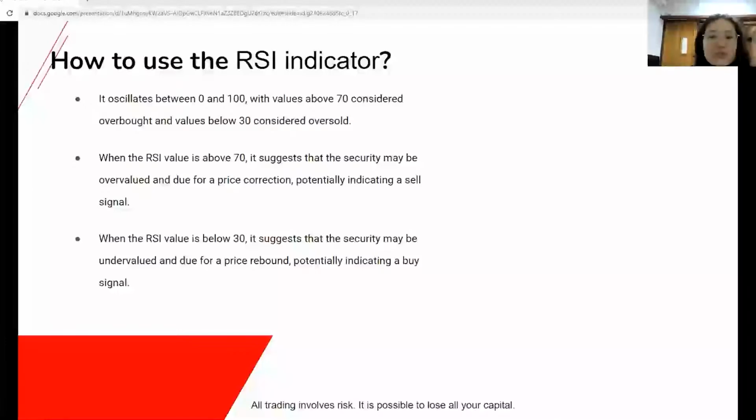So traders often use RSI in combination with other technical analysis, as well as fundamental analysis. And I'll show you how we do that later on when we move on to TradingView. But it should be noted that typically RSI as well as Stochastic are not used on their own.